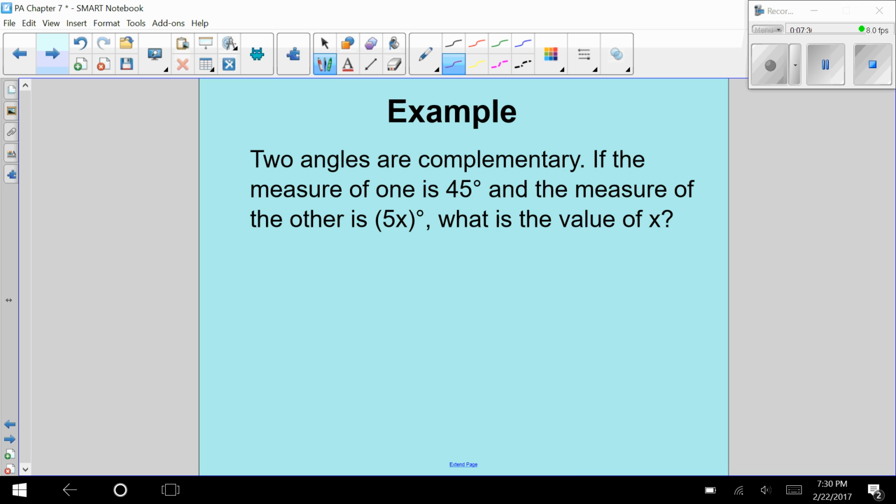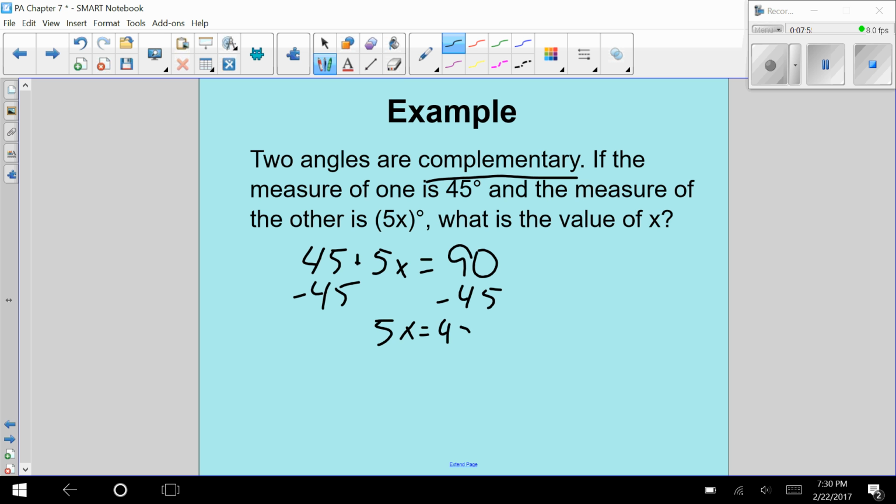Two angles are complementary. If the measure of one is 45 degrees and the measure of the other is 5x, what is the value of x? Well, if they are complementary, they add up to 90. So 45 plus 5x, or 5x plus 45, equals 90. Now we solve for x. Subtract 45 off of both sides. We get 5x equals 45. Divide by 5 on both sides, and x equals 9.